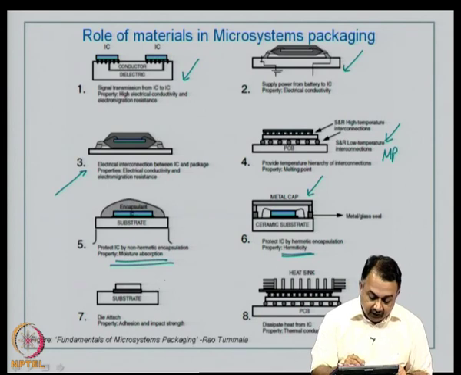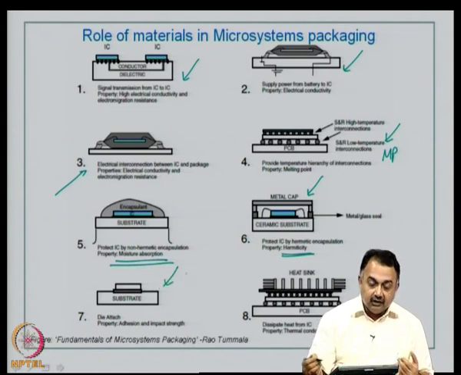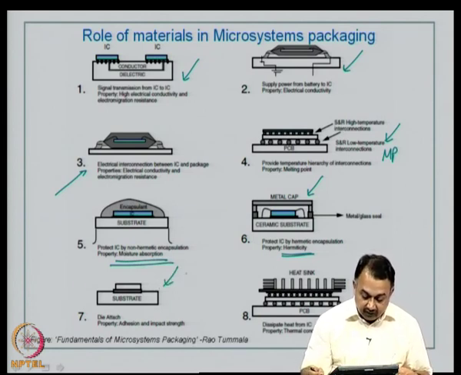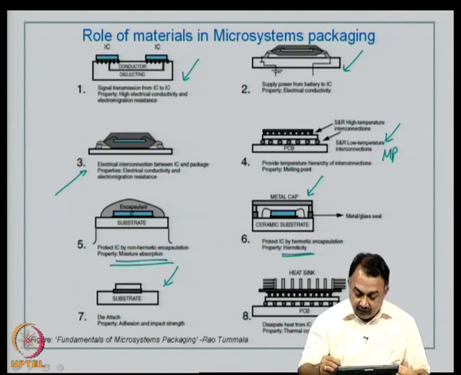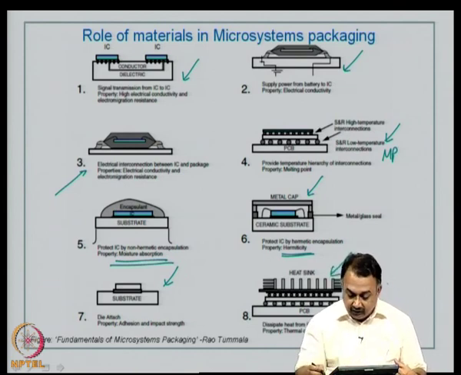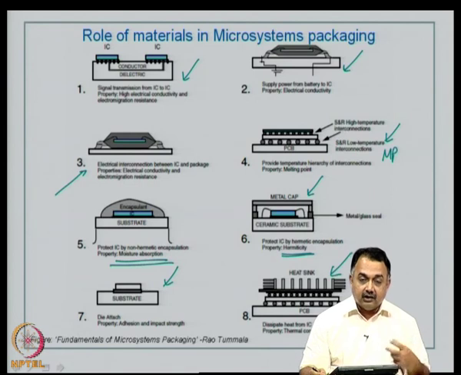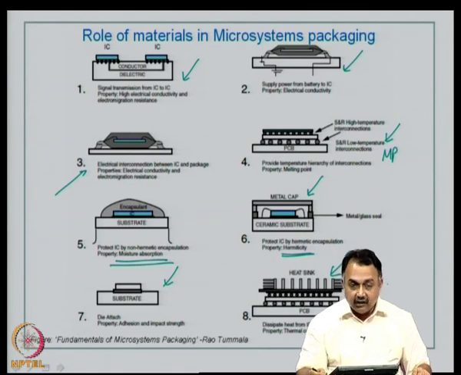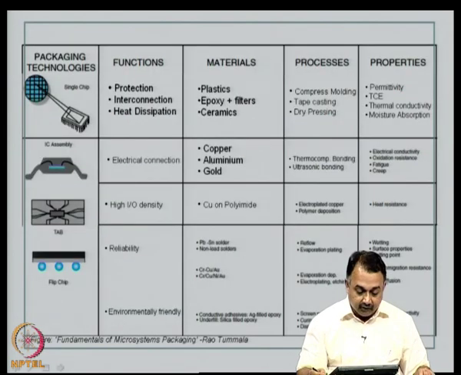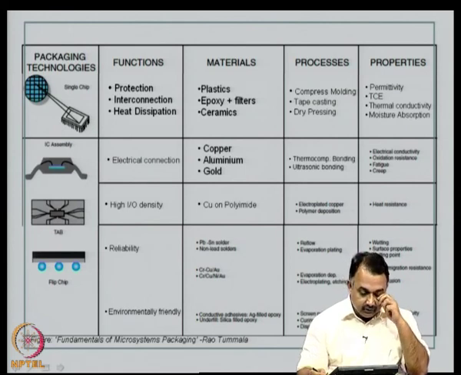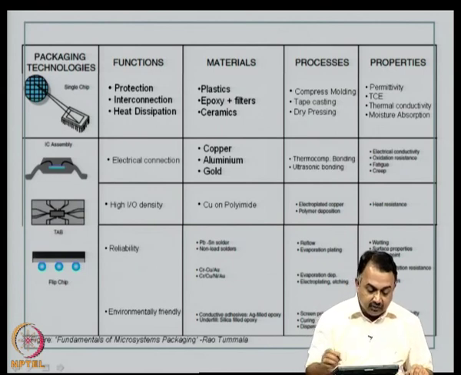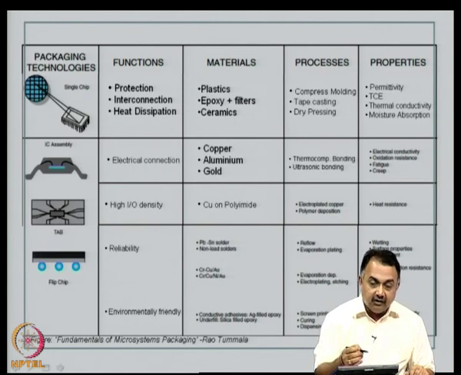Then we talk about die attach materials, especially in first level interconnect packaging, and then we talk about thermal issues, that is thermal conductivity is a key issue. So, heat sink materials also are very important. So, there are various materials that are used, various functions that can be defined, processes both in the first level packaging and the second level packaging.